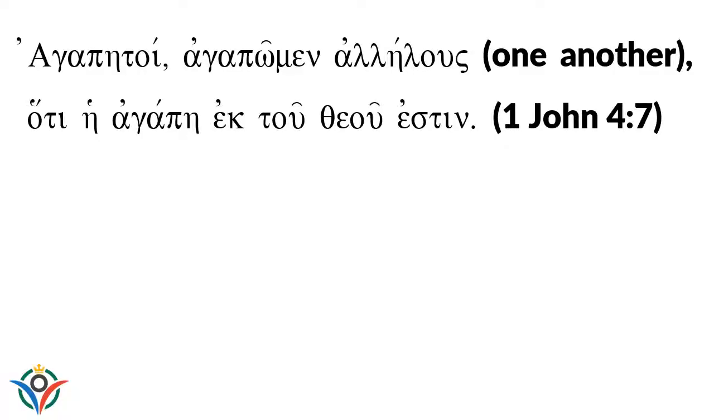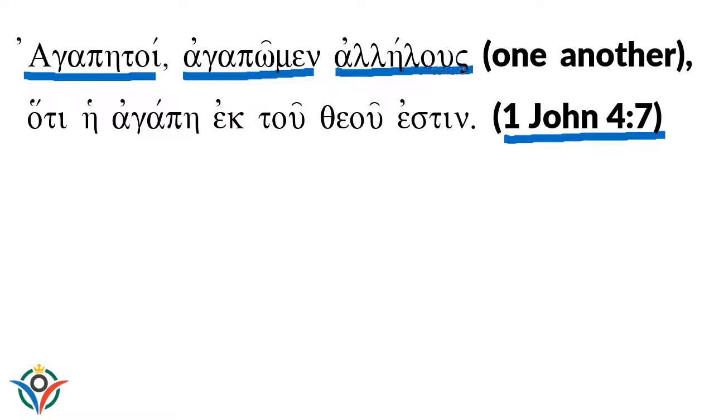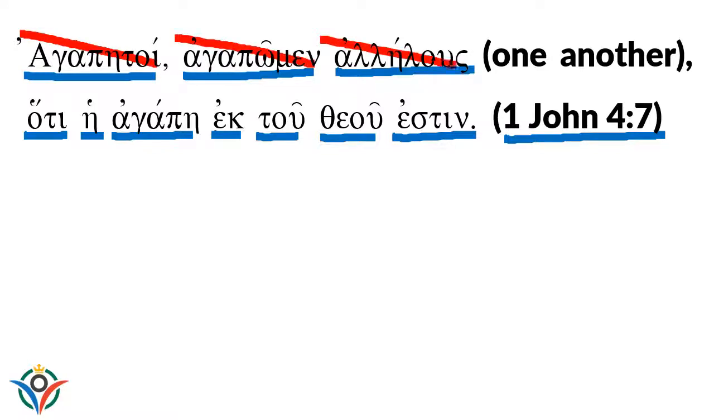So our first translation today is actually a scripture. It's 1 John 4:7, and it reads as follows. Agapetoi, agapomen allelous, hoti he agape ek tou theou estin. So the translation: beloved, let us love one another because love is of or from God.